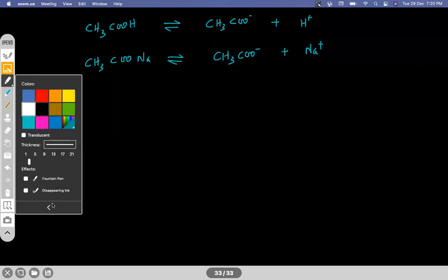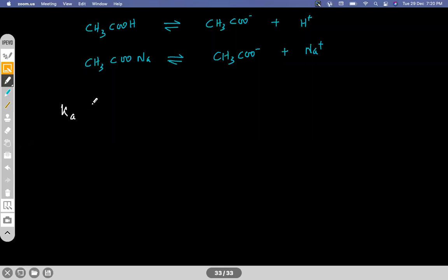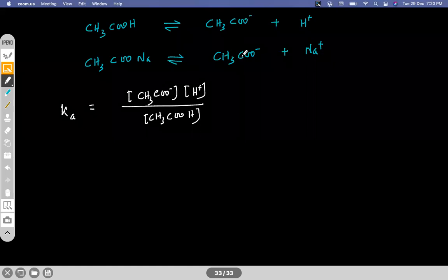From the first one, if I write the expression of K, this would be the concentration of CH3COO- times H+ divided by CH3COOH. Remember, this CH3COO- is coming from the salt only, because these two have one common ion. So this will suppress the dissociation of the acid because of the common ion effect. Hence, this is present mostly because of the dissociation of the salt, not the acid. Because the acid is already a weak electrolyte, its dissociation is less, and then we also have one common ion, which suppresses the dissociation further.